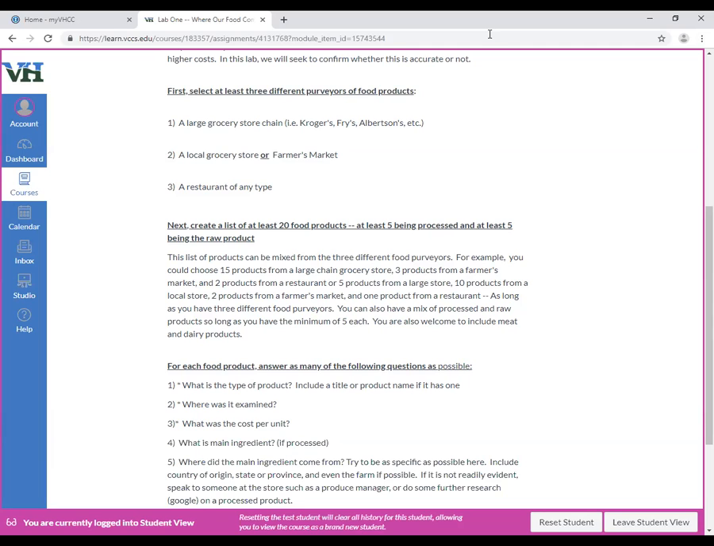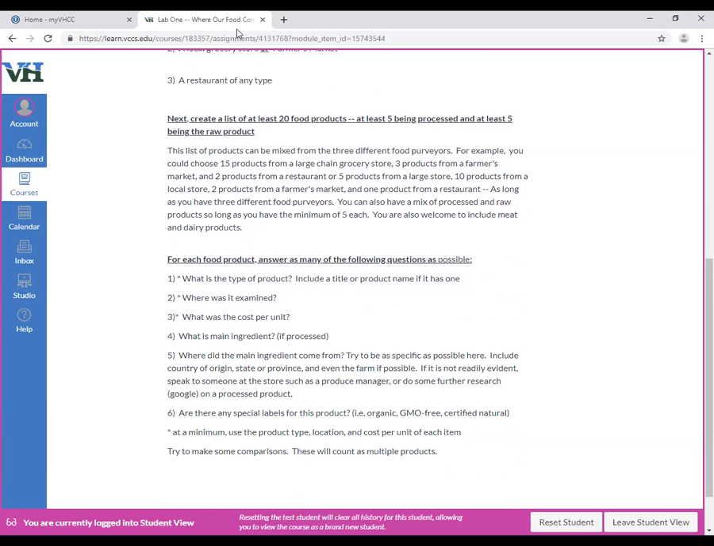Find these 3 different purveyors of food products, go to them, and create a list of at least 20 different food products. And of those 20 different products, at least 5 of those should be a processed food, and at least 5 of them should be a raw product. After that 5, the mix can be whatever. Also, feel free to get the mix from those 3 different food purveyors, however you would like to.